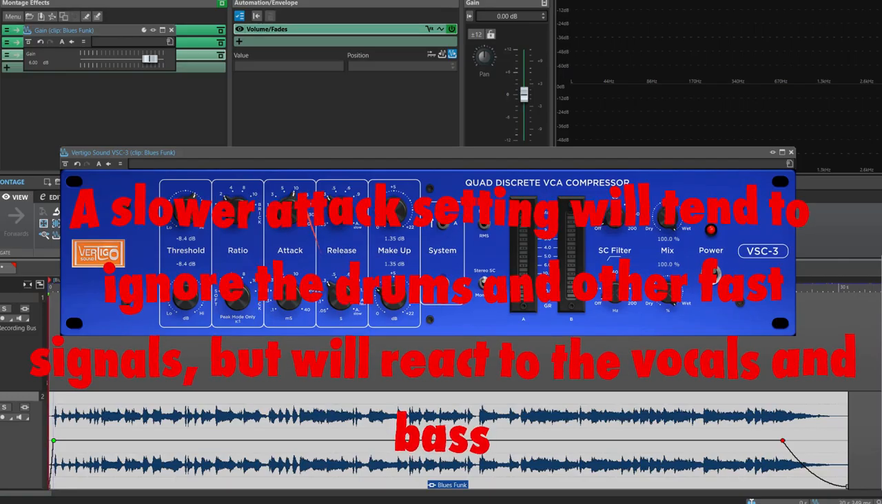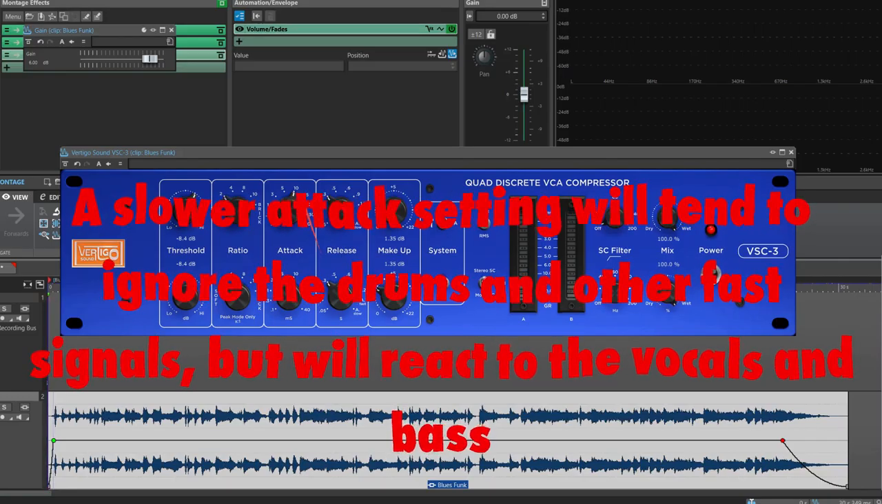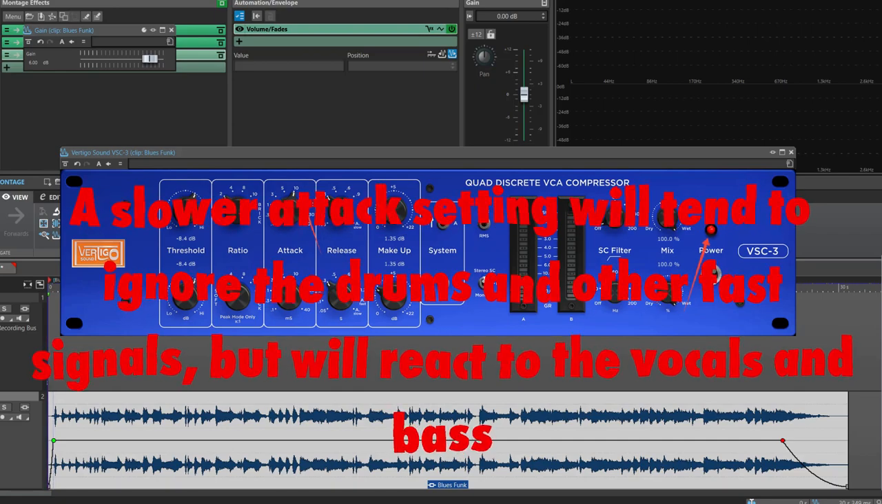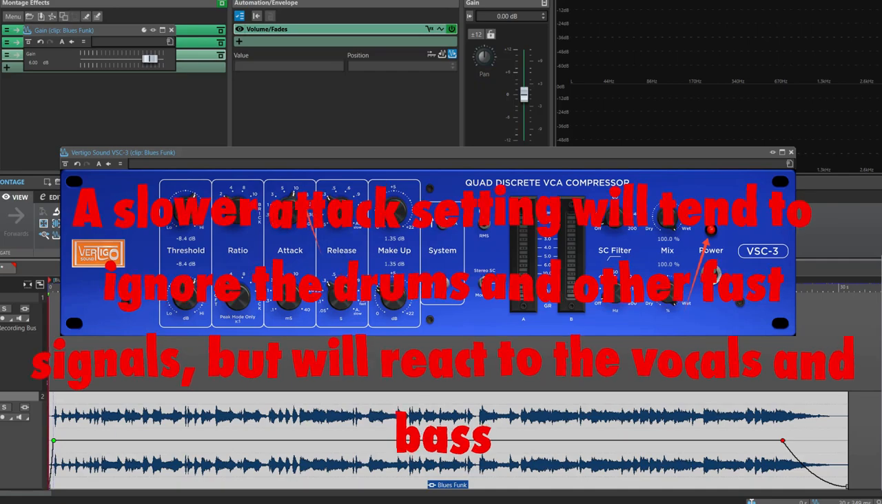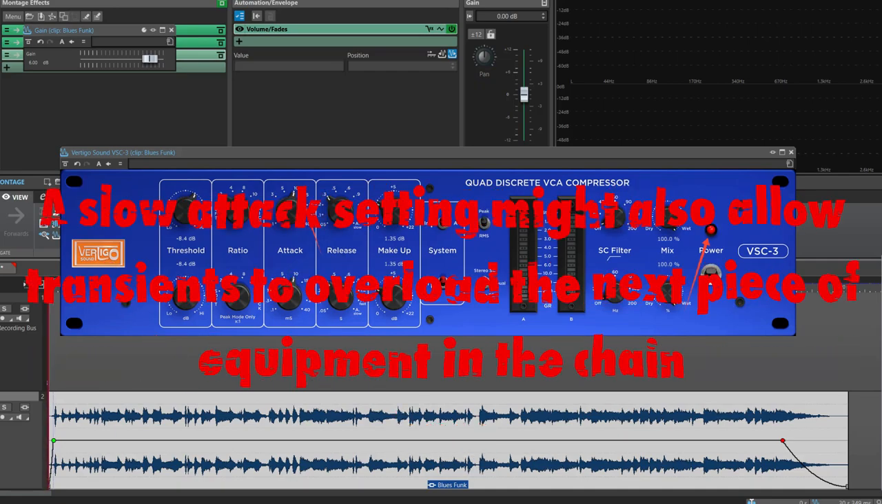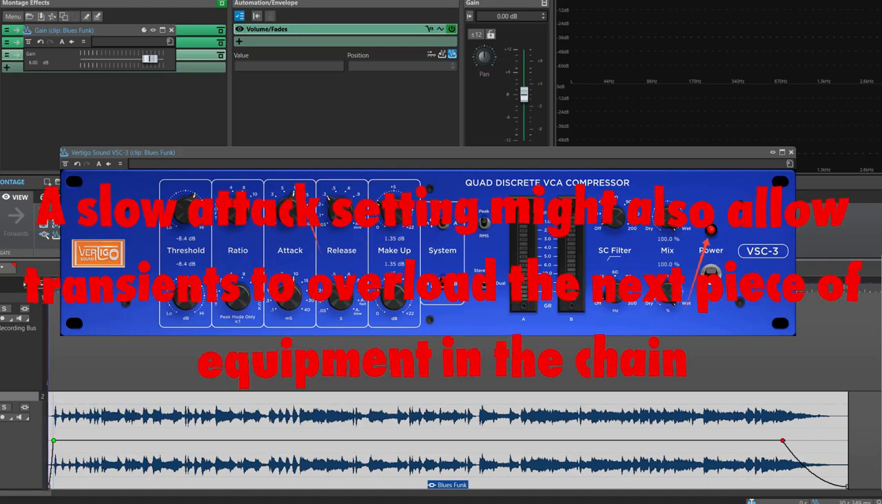A slower attack setting will tend to ignore the drums and other fast signals, but will react to the vocals and bass. A slower attack setting might also allow transients to overload the next piece of equipment in the chain.